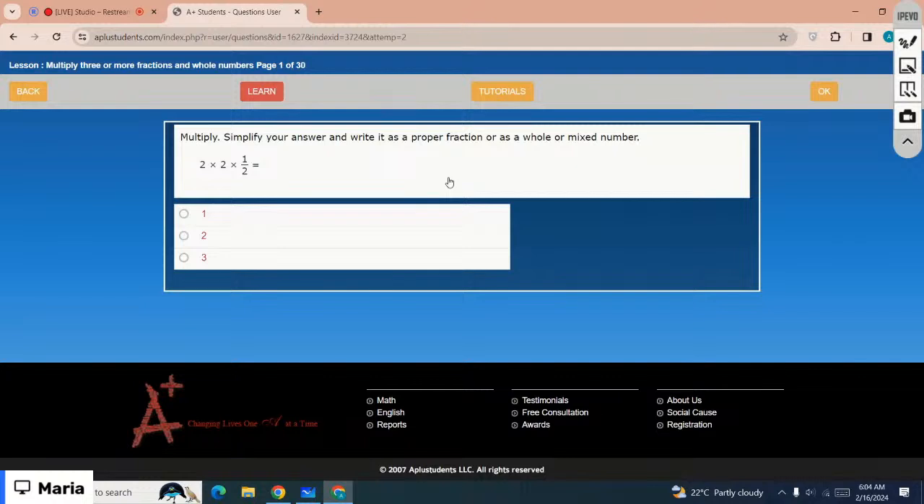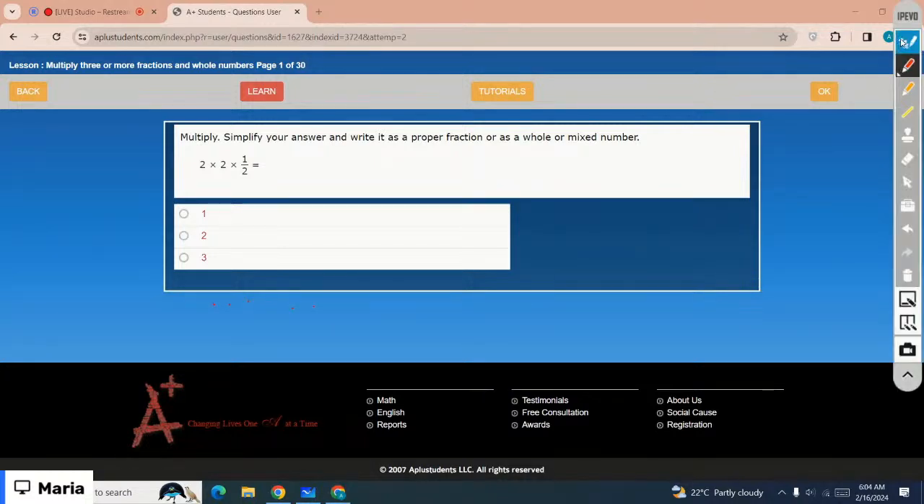Okay, the first example is 2 times 2 times 1 over 2, right? So we have already learned that if you are given with a whole number, that means that doesn't have any denominator. That means it has the denominator 1. Either you write 1 or either you don't write 1. That is exactly same, right?